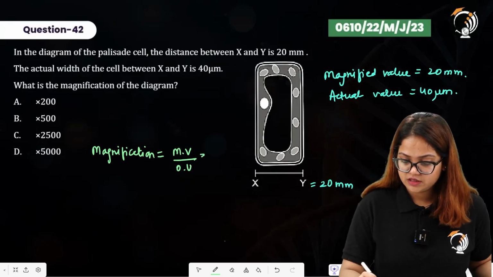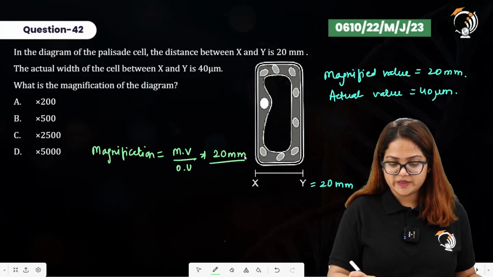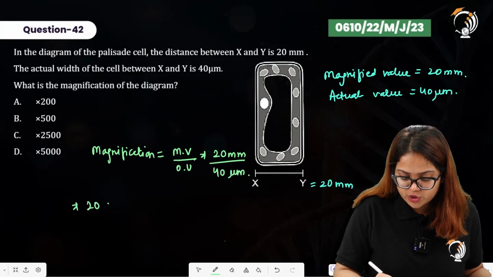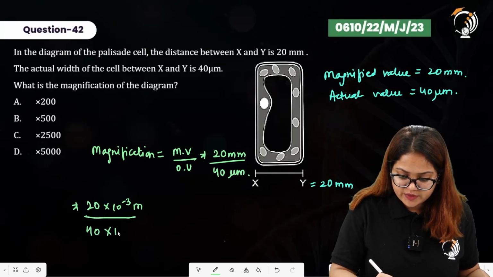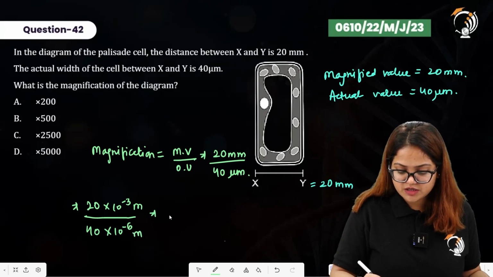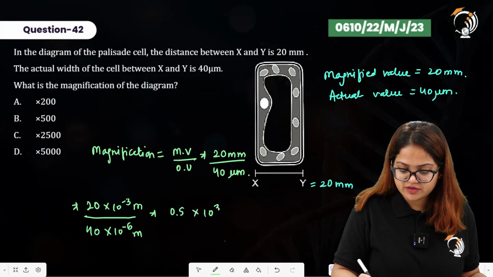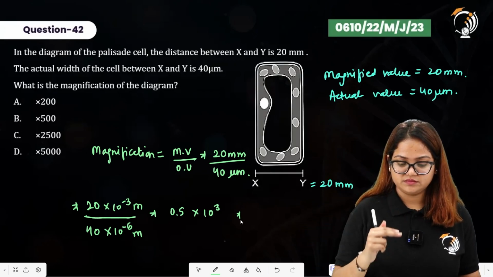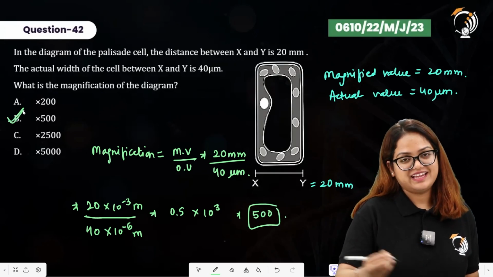Alright, we have got the magnified value as 20 millimeter. We have got the actual value as 40 micrometer, and we are going to solve it. 20 into 10 to power minus 3 meter, 40 into 10 to power minus 6 meter. This comes out to be 0.5 into 10 to power 3. This is 500 times. Option B here is the right answer.